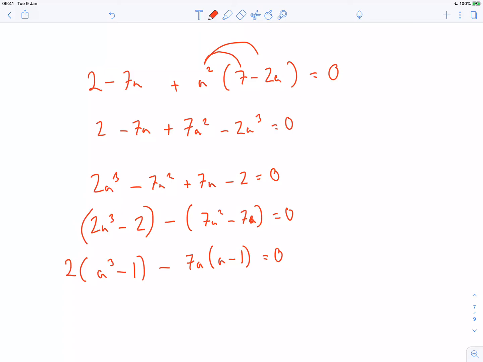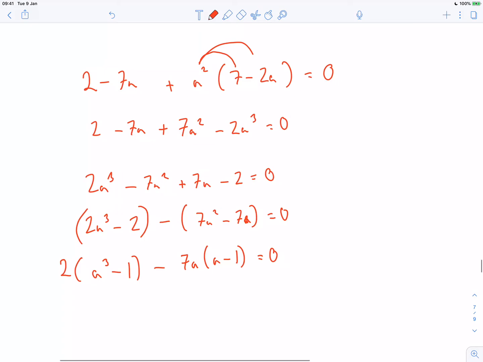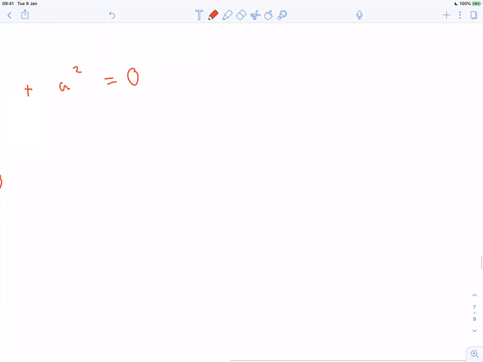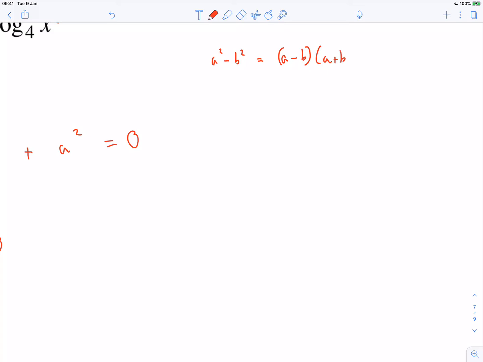Oh, I'm so close. Okay, so I'm going to be a bit sneaky here. Difference of squares, difference of cubes, difference of powers of 4. Okay, this is a bit sneaky. You're not taught this at school. I'll show it to you.